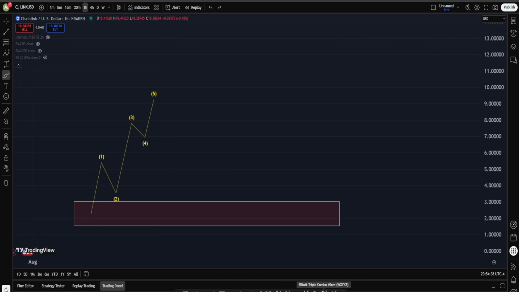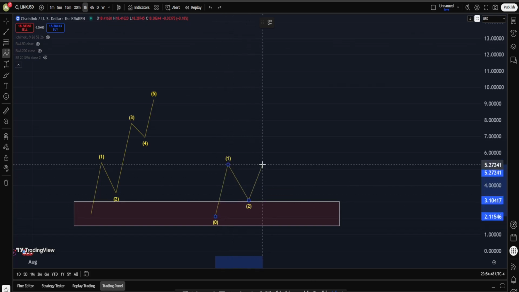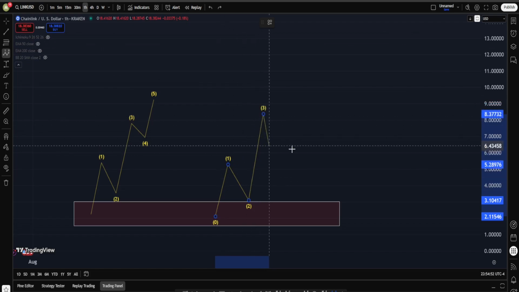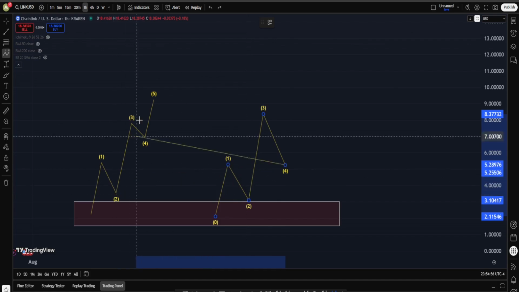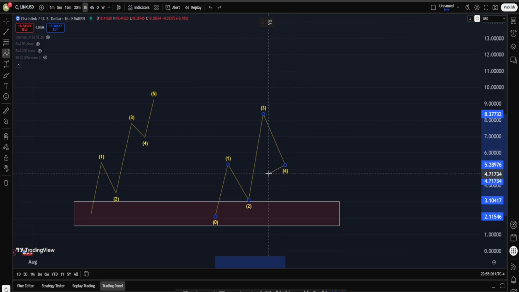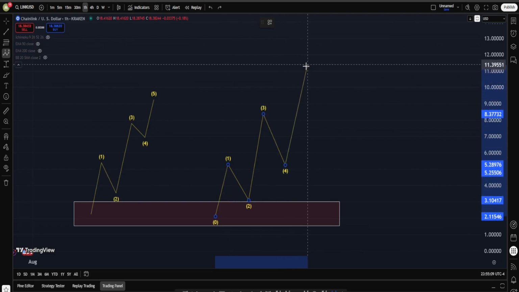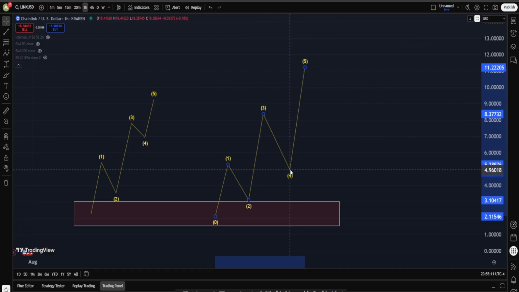For example, in this case we want to talk about something called an expanding leading diag, which looks like this. This is our initial move up into 1, correction for wave 2, strong move up into wave 3. It has to be bigger than wave 1, correction for 4, it's going to be bigger than wave 2, and also unlike this impulse in here we must absolutely have overlapping of the waves between our wave 2 and 4, and this is our final move up into wave 5, which has to be the biggest wave in this structure.